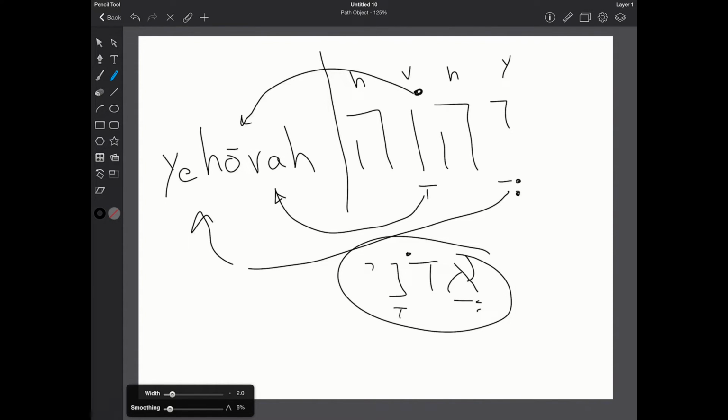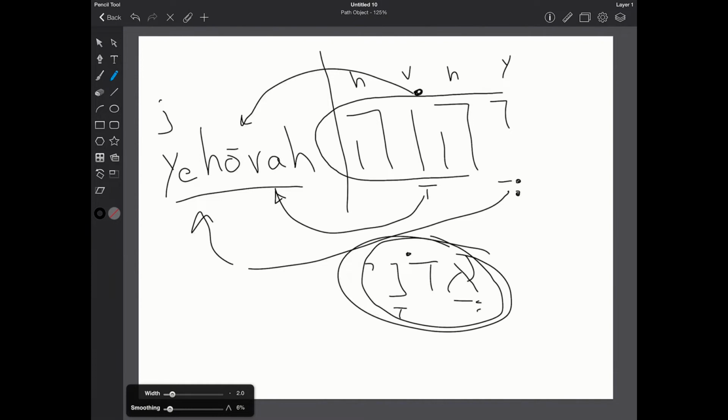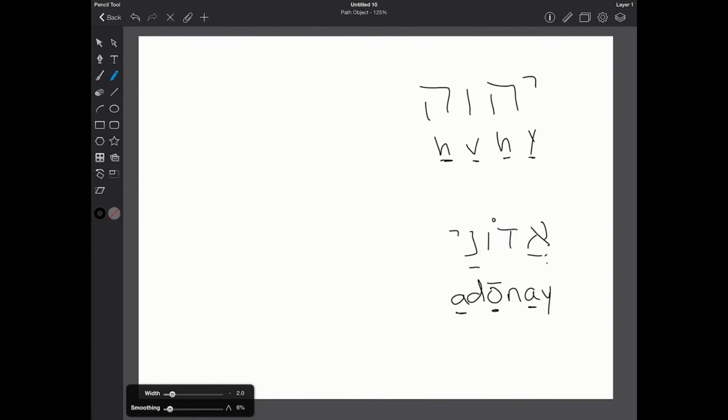So, of course, in German, you can get the J from the Y, Jehovah. So what we're seeing here with the word Jehovah is the faulty combining of the vowels of the Qere, what's supposed to be read, with the consonants of the Ketiv. And when you put those together, you get Jehovah, Yehovah.